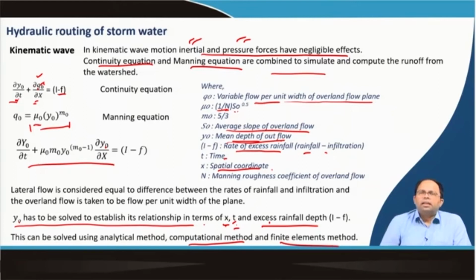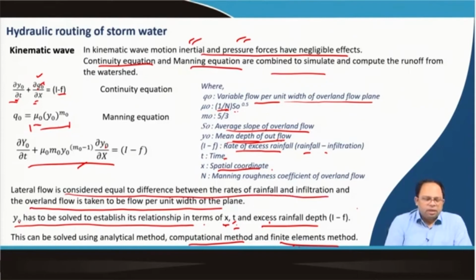We have discussed this earlier, when we were solving for a particular complex loop network, we told you that there are different methods, Newton-Raphson method and so on, finite element method. So, this is how we solve this sort of equations. Two things: overland flow is taken to be the flow per unit width of the plane over which we are considering it, and lateral flow is considered equal to the difference between rates of rainfall and infiltration. So, that is what we need to solve, and this is the solution of the kinematic wave. This is the equation that we need to solve to get the values of q0, y0, x, t and so on.